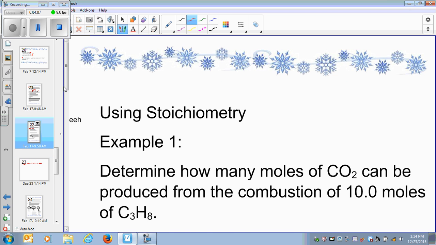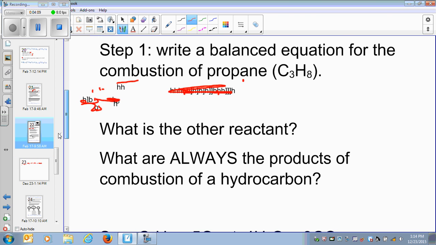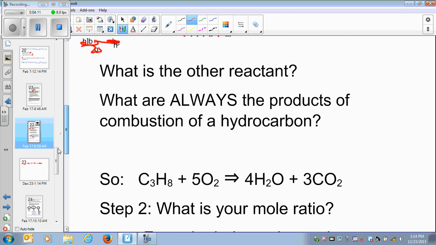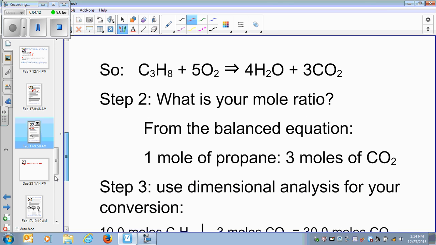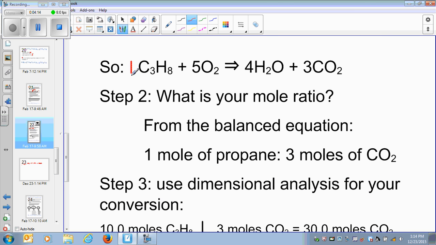Let's see what the question says. Okay, this was the question right here. So I see that 1 mole of propane is using 5 moles of oxygen to give me 4 moles of water and 3 moles of carbon dioxide. Okay, and now I'm going to use dimensional analysis. Where is the question?